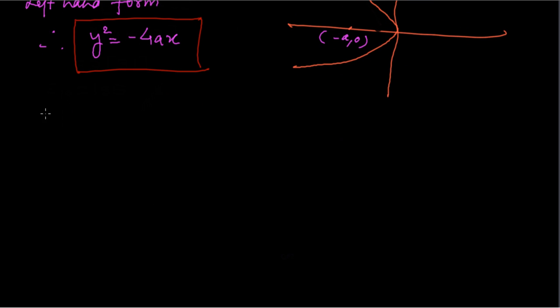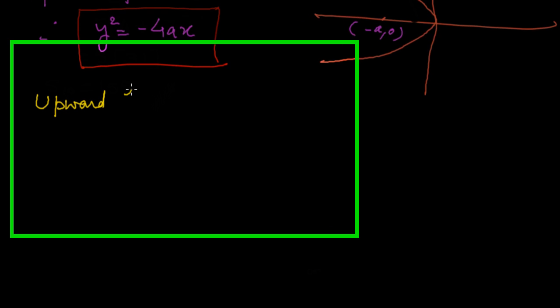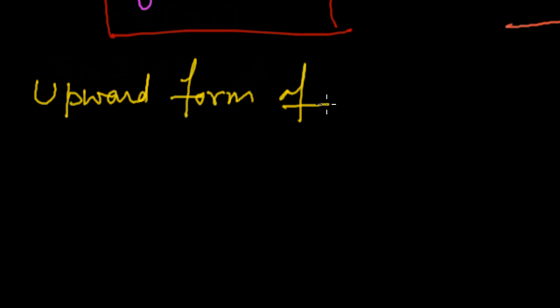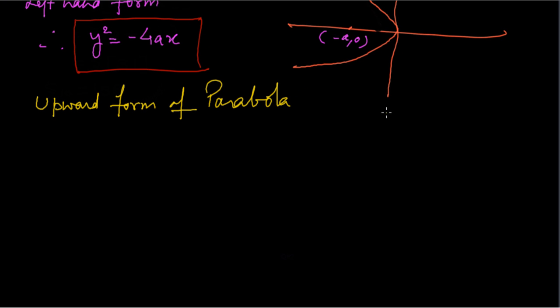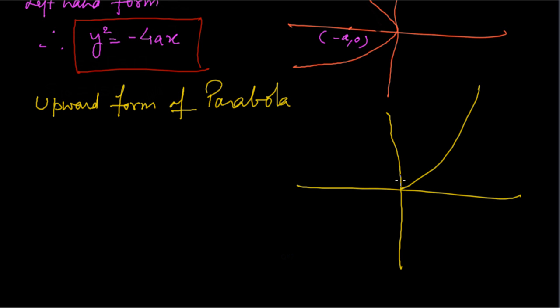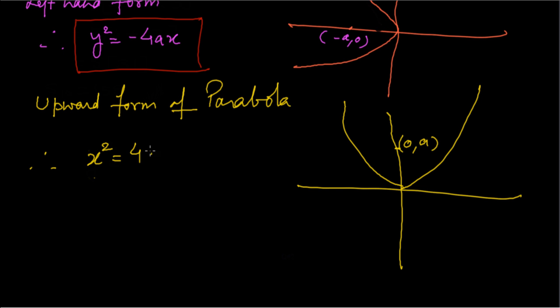Now the upward form of parabola. The upward form of parabola is like this. The focus is 0, a. So the form would be x square is equal to 4ay. This is the upward form of parabola.